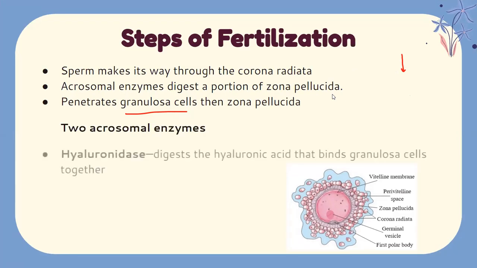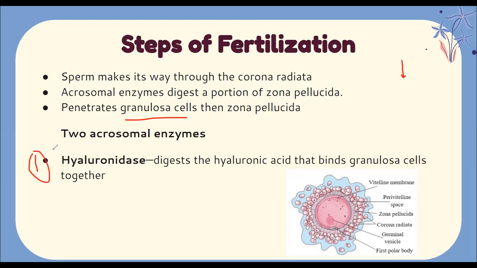So two enzymes that you need to know: one is hyaluronidase enzyme. This will digest the hyaluronic acid that binds the granulosa cells together. So this enzyme, which is released by the head of the sperm, will break the cells which are held together. Breaking of that layer will be brought about by this enzyme.